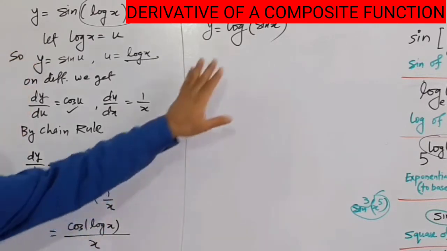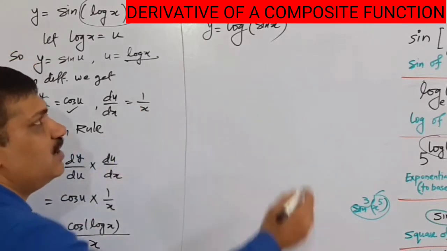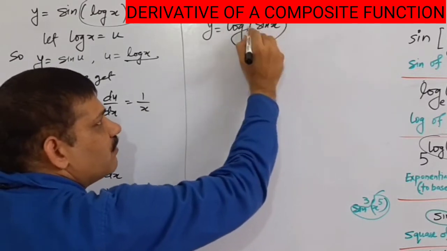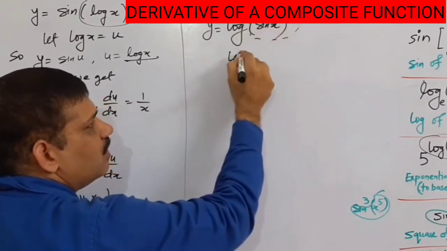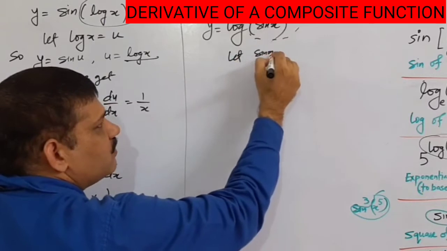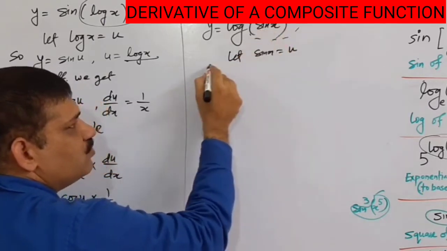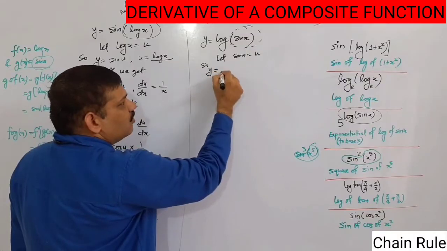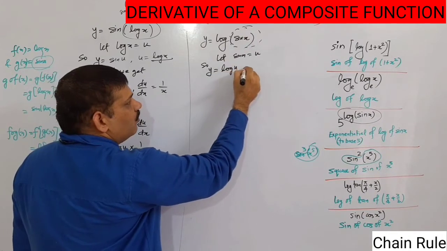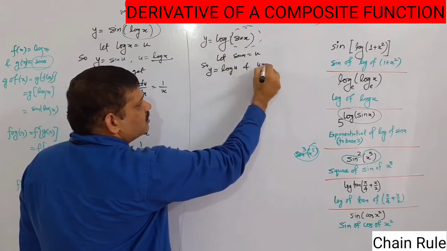Now we talk about derivative of this. So this may be read as log of a variable. Sine x will be considered as u. So now y becomes log of u, and u actually is sine x.